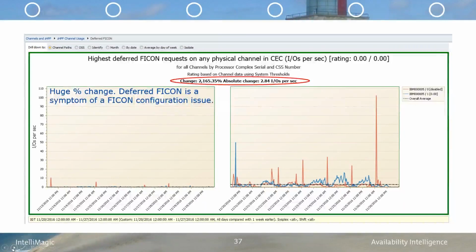So now we look at things like deferred vikon requests, and that's also available right from Vision. And we notice a big change here. All of a sudden, with the new hardware, we've got a 2,000% change in the number of deferred vikon. Now, it's not enough to cause it to be red or yellow, but it is a symptom of misconfiguration of the channel. So this is kind of the smoking gun that confirms our expectation that there was a channel issue. So let's go to the next chart.